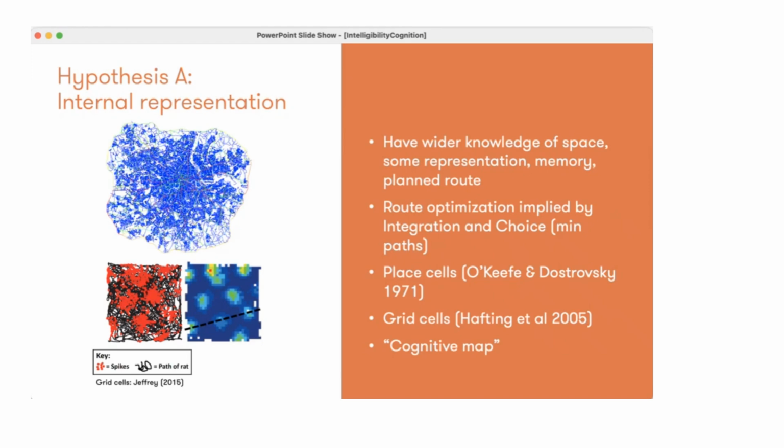So we've essentially got two hypotheses here. One is the hypothesis that we operate on internal representations. So we have a wider knowledge of the space, we plan a route and we optimize it. Now we know this is biologically plausible. We have mental maps in our head, place cells and grid cells. I've got an image at the bottom there indicating these. We know these structures exist in the brain. We know we can form a cognitive map.